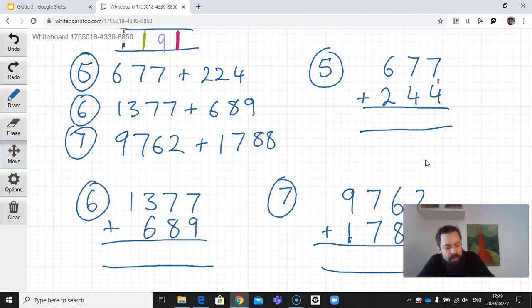7 plus 4 is 11. Put the 1 there and carry the 1. 1 plus 7 is 8. Plus 4 is 9, 10, 11, 12. So the 2 goes there and I carry the 1. 6 plus 1 is 7. 8, 9. Answer 921.